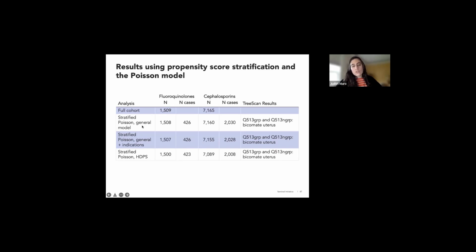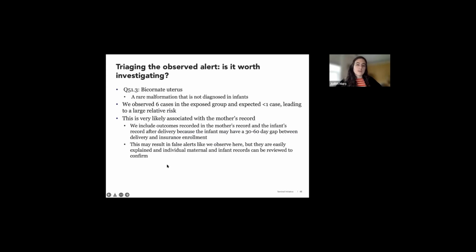So the alert was in the general model. It was still persistent when we had the general plus the indications, and it was in the high dimensional propensity score model. So what was this malformation? It was called bicornate uterus, and this is where I'm not a clinician, so I apologize to clinicians in the room, especially if I'm mispronouncing it. It is a rare malformation, and it cannot be diagnosed in infants.